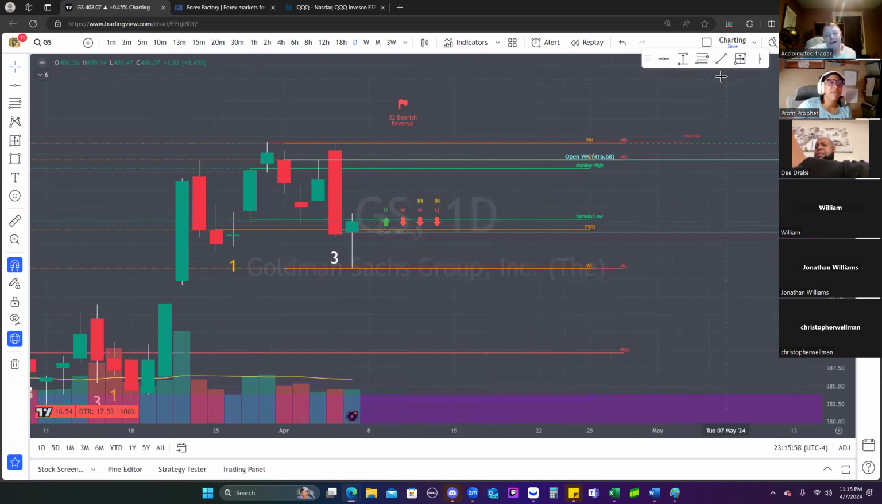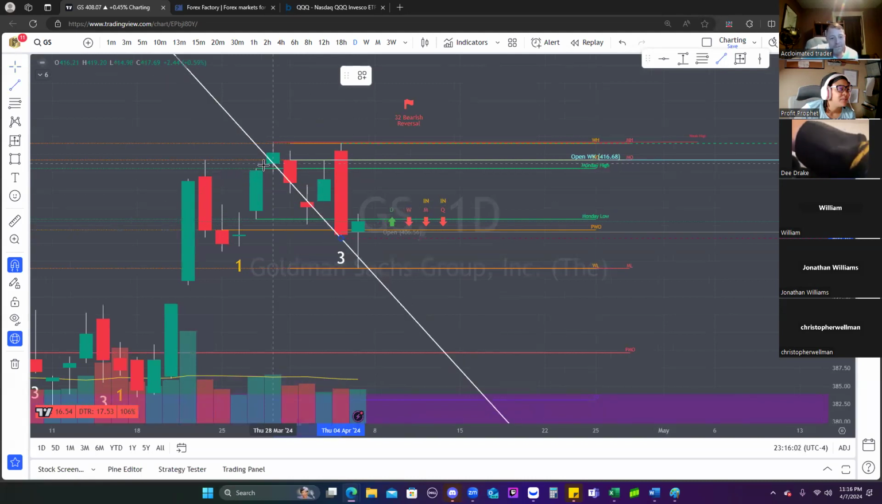All right, well let's get funky with it. I'm gonna draw the broadening formation off here. It's definitely at the bottom of that. So we come down, I'm gonna drop down to the 4-hour.